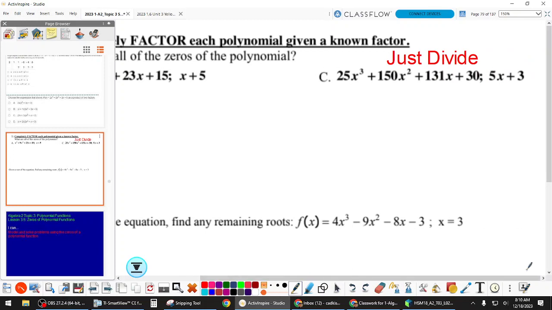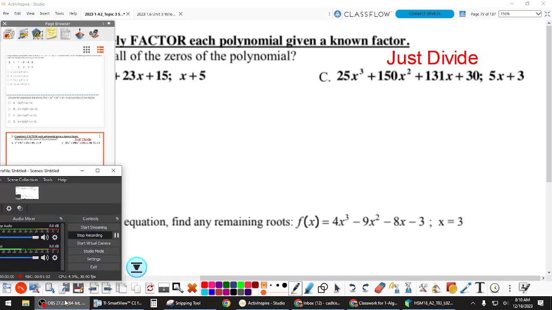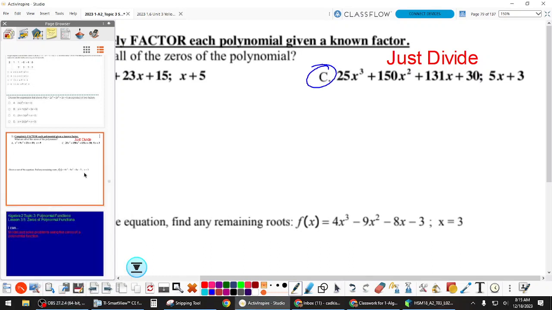So on this one, it talks about finding all of the zeros, but I want you to just divide it, okay? Just practice dividing C only. So I'll give you about 2 minutes on that. Why do we divide polynomials? What's the primary reason? Yeah, to check for factors and then find zeros, good.